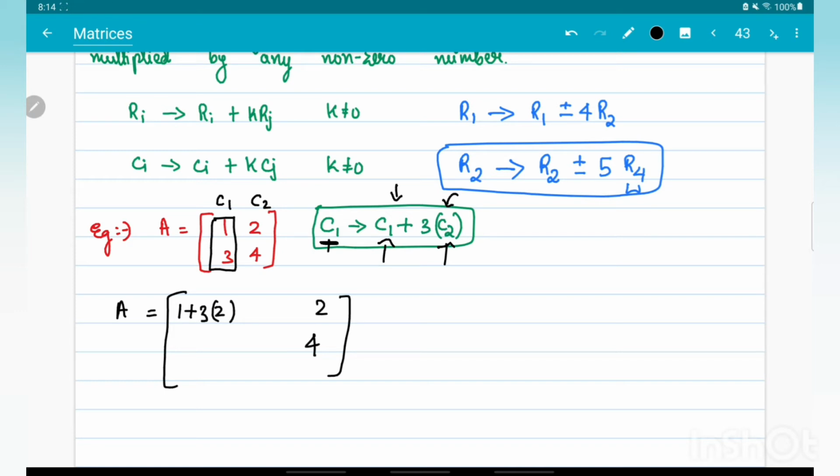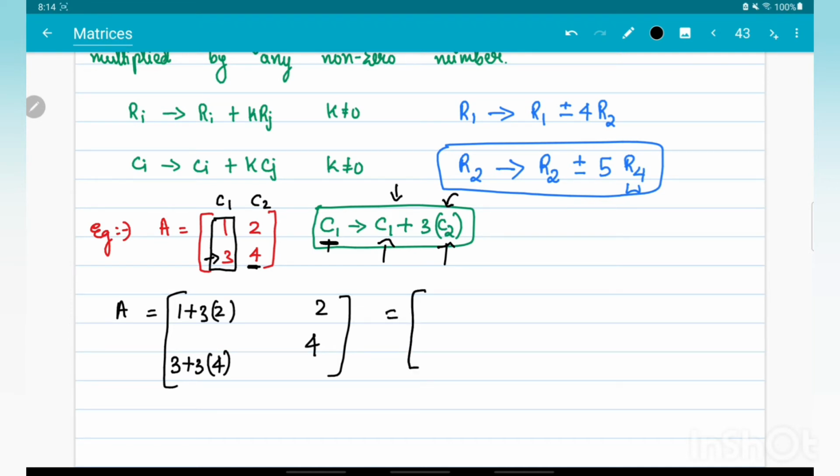The same thing is going to be applied for the second element also, that is this 3, which is over here. I'm going to add this 3 with the corresponding element, which is 4, and this 4, that is the element of the second column, will be multiplied by the number 3, because here the constant which I have multiplied is 3.